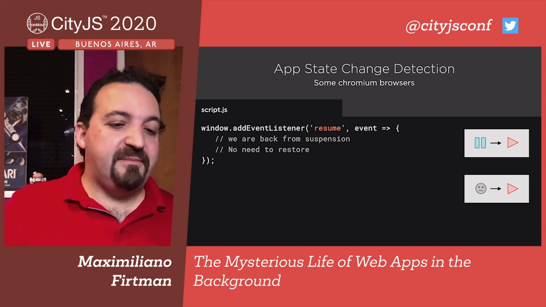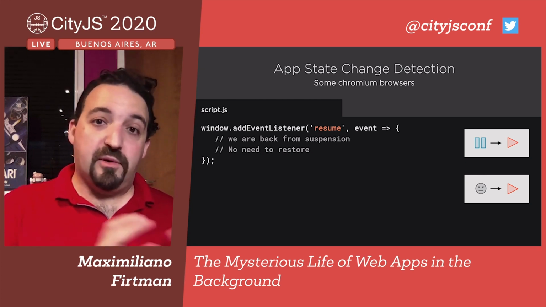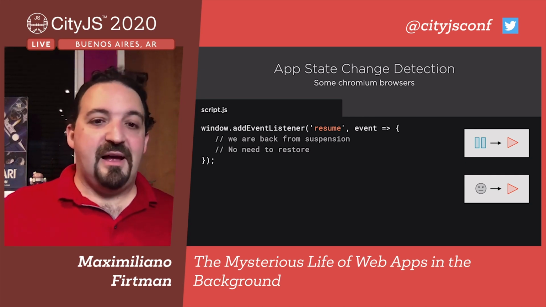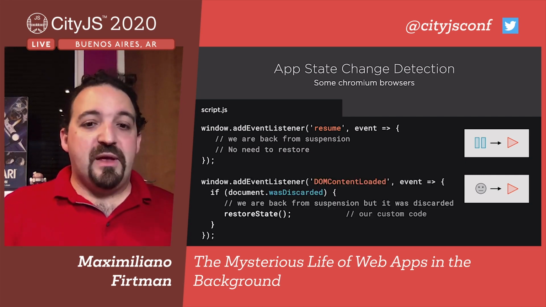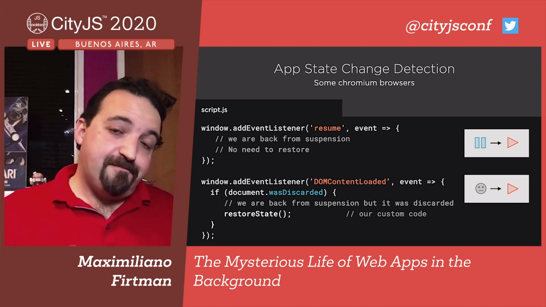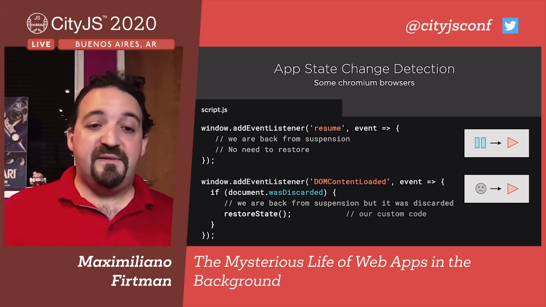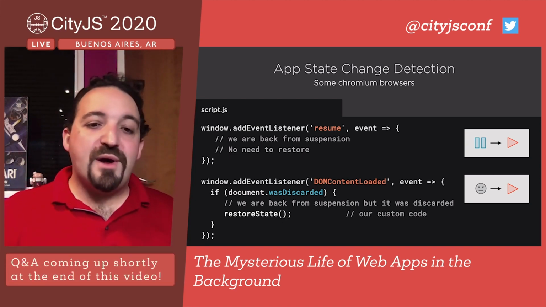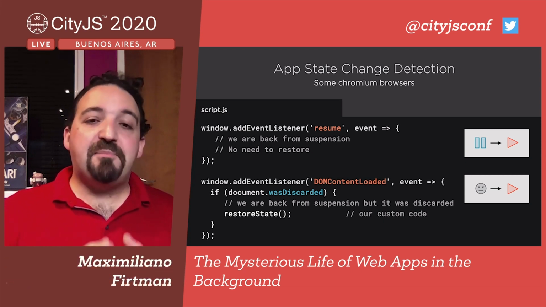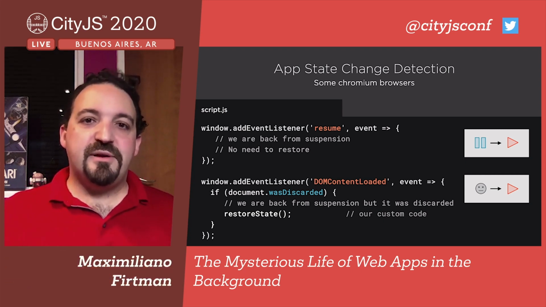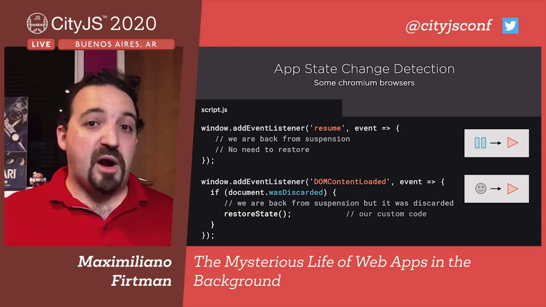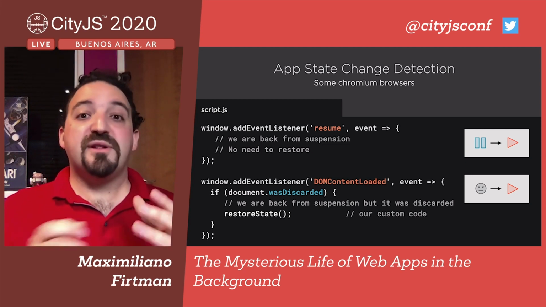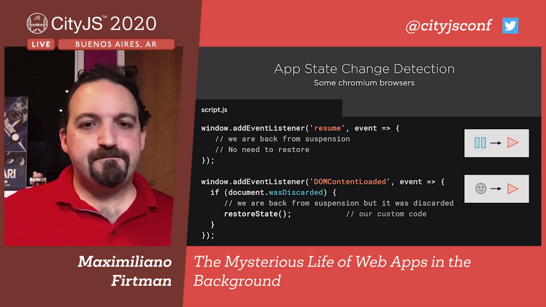Sometimes on some operating systems, it might happen that when you go back to the app or to the web app, it's not there in memory anymore. If that's the case, resume won't be executed. The web app will start from scratch. But what you can do is actually listen for DOMContentLoaded, so when the page starts, and check the document.wasDiscarded Boolean property. If that property is true, it means that the user is going back to a web app that was discarded from memory. So that's the moment where you should actually restore the saved state.